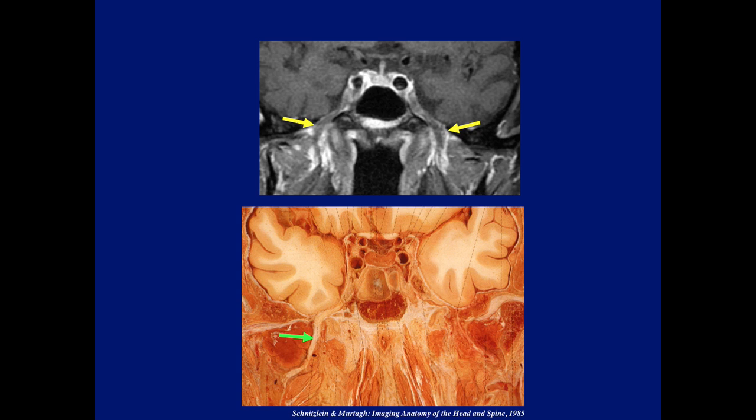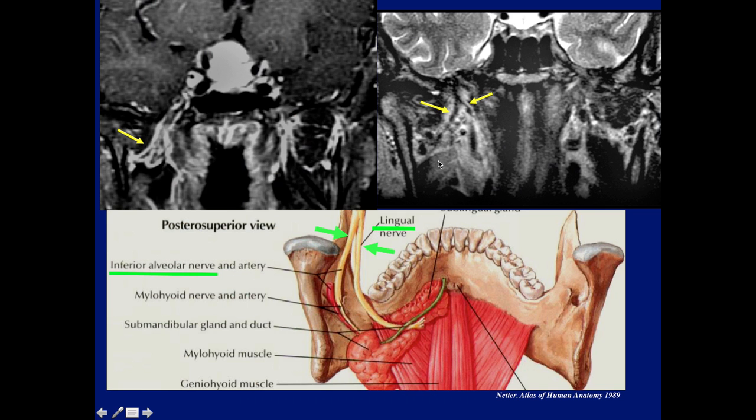Okay, now normally we will see the trigeminal nerve surrounded by the rich perivascular spaces around it. Sometimes, not only will we see the main mandibular nerve, but we may also see the divisions in the coronal plane.